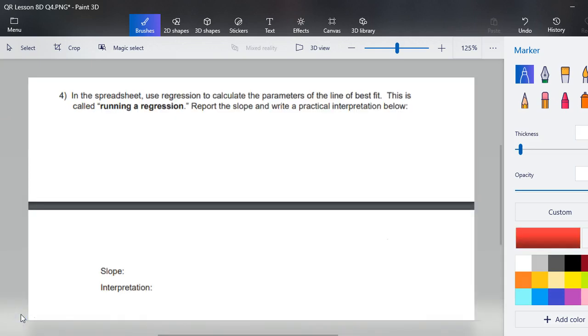So finally, we're now at question 4, and it tells us in the spreadsheet we're going to use regression to calculate the parameters of the line of best fit. And if you have not paused this video yet to write down a whole bunch of vocabulary, a whole bunch of ideas on flashcards or a Google Doc, this is going to be a great time to hit pause, write down all of these words you've been seeing, different things of what you think it's going to be, and then once we do the graphs, you're going to be able to write down examples.